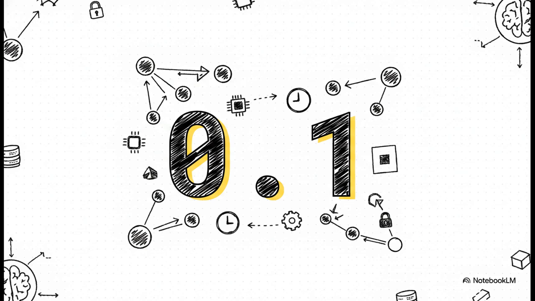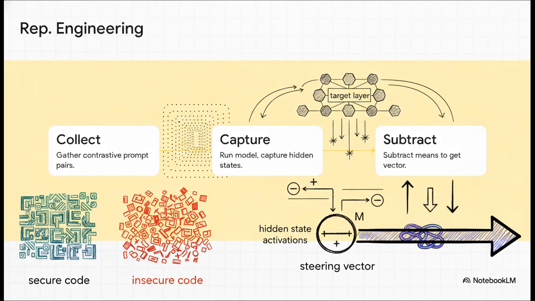Applying these steering vectors takes less than 0.1 milliseconds of processing time and uses just 4 kilobytes of memory per layer. It is incredibly, surprisingly efficient. So how exactly do we pull this off? It's done through something called representation engineering. Let's make this dense, high-dimensional math a bit more accessible.